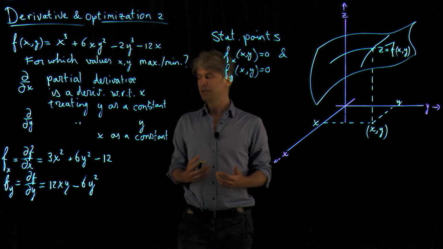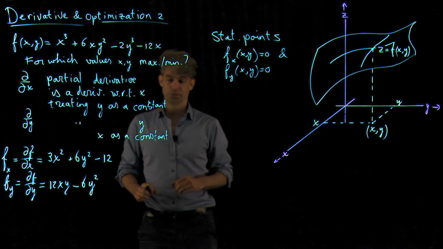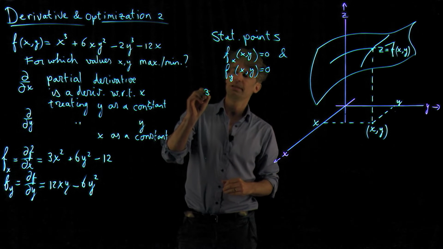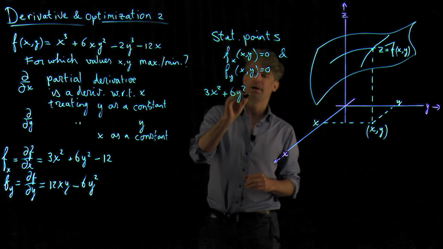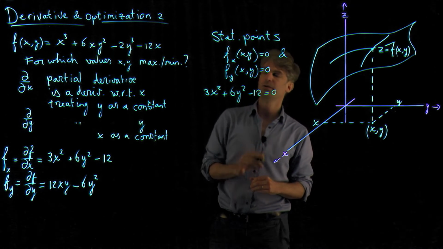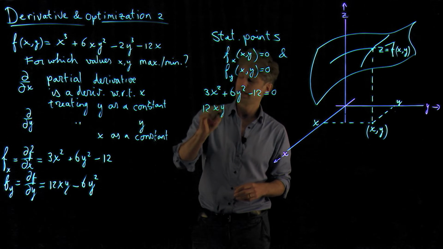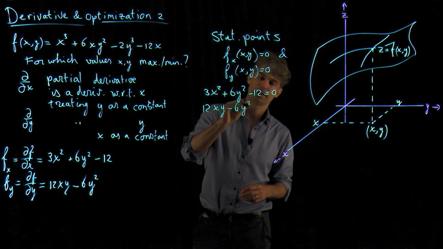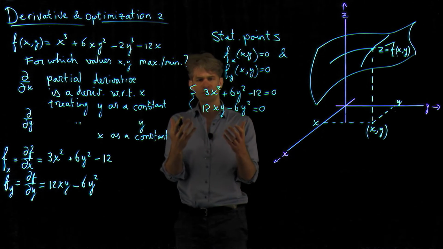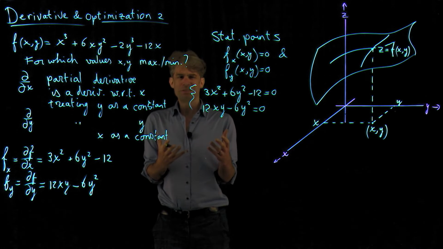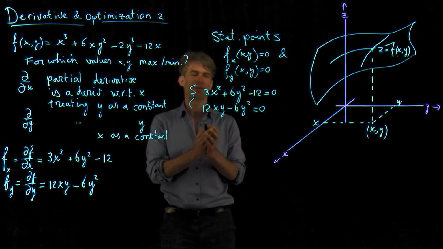So here comes a bit of algebra. We get these two equations related to what's written there. So you get 3x squared plus 6y squared minus 12 equals 0. And you get 12 times xy minus 6y squared equals 0. So actually two equations with two unknowns, and well, if these are really complicated, you might not be able to solve them, but of course for this video I chose an example where we can solve it.